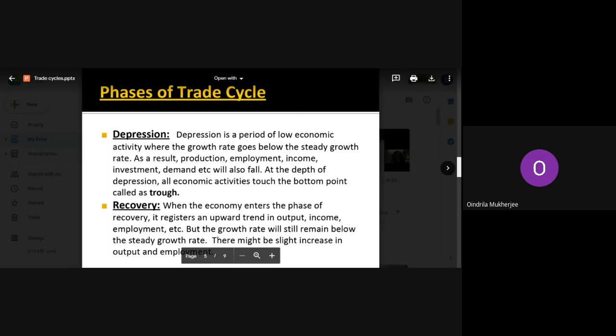It doesn't exceed, but I can tell you that recovery is a slightly better situation. Okay, it can show us the improvement in case of economic activities. I will write the same on the chat box so you can copy it down from there. Okay, so what is recovery?